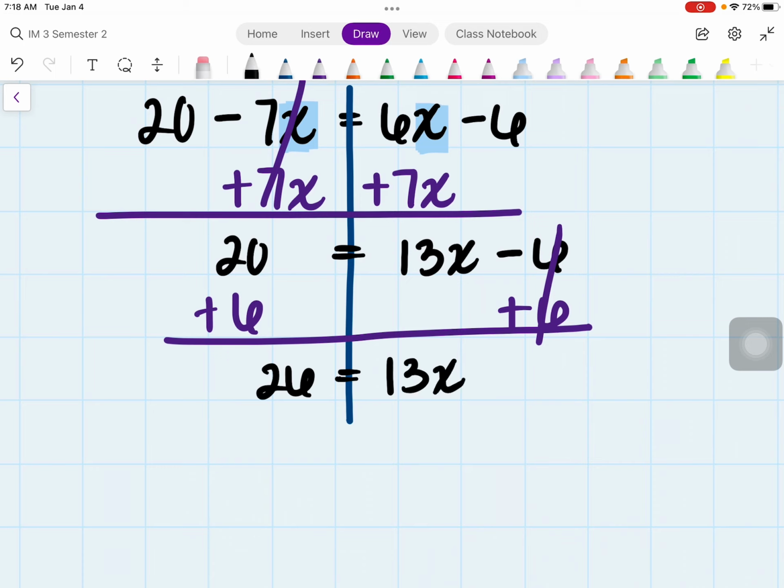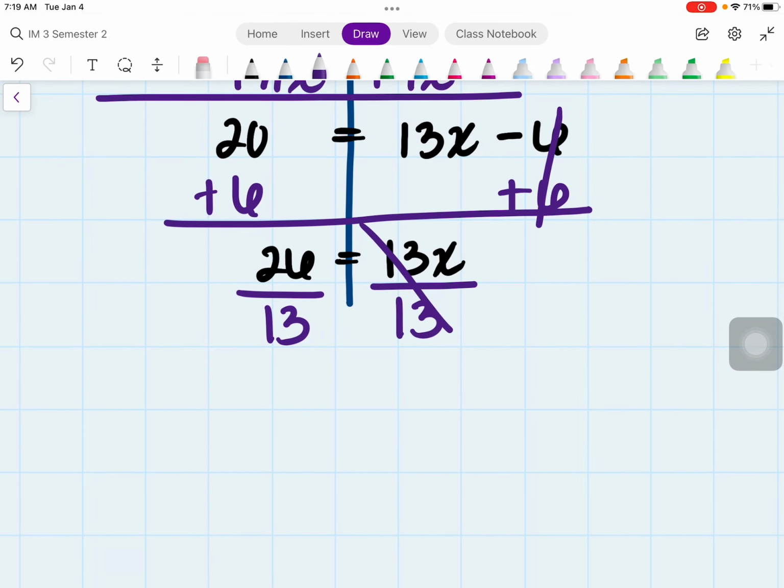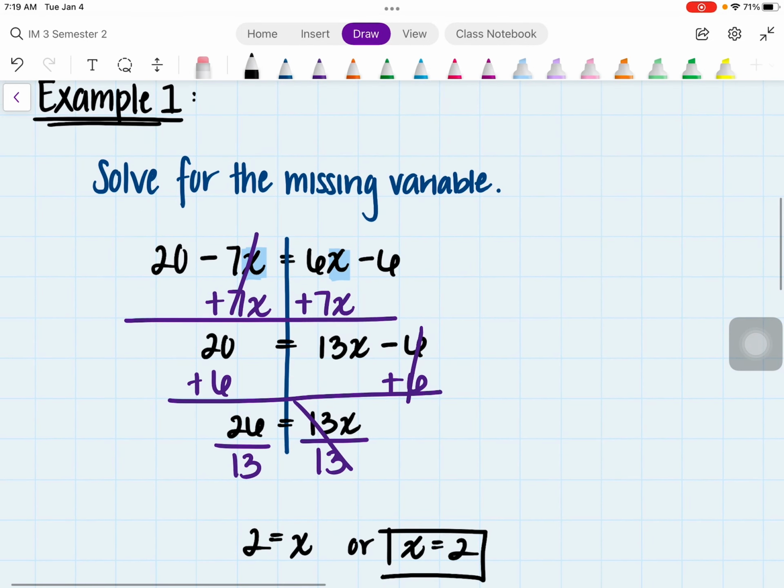Final step in this case, guys, is to divide both sides by 13, so we can leave the variable alone. And in this case, guys, 26 divided by 13 is going to give us a 2, where 2 equals x. Or I could rewrite this as x equals 2. Alright. So that's our answer for that one.